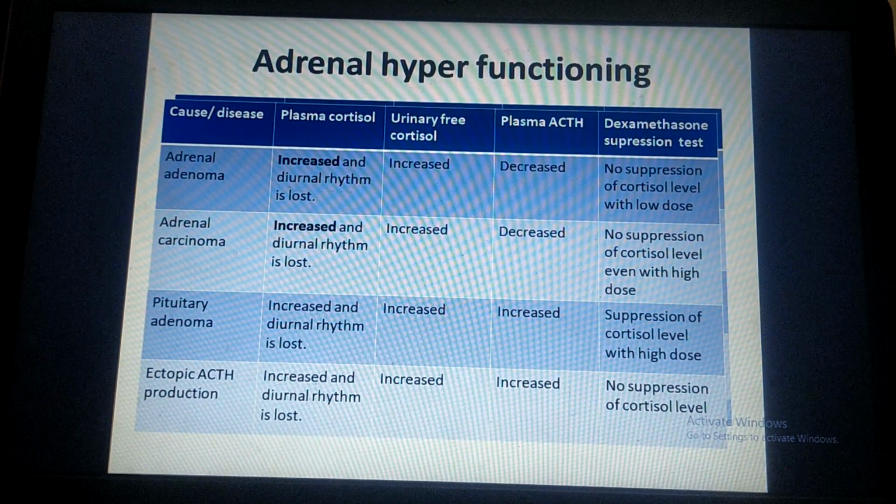First is adrenal adenoma. It is a primary cause of adrenal hyperfunctioning. That means here the adrenal gland is defective or there is adenoma. Adenoma means benign tumor of the adrenal gland. Therefore the adrenal gland will synthesize more cortisol and this is not under the control of ACTH. Now in this case, if we measure the plasma cortisol level, it is increased and the diurnal variation in the plasma cortisol level is not seen. Second, if we perform urinary free cortisol level, in this case it is also increased.